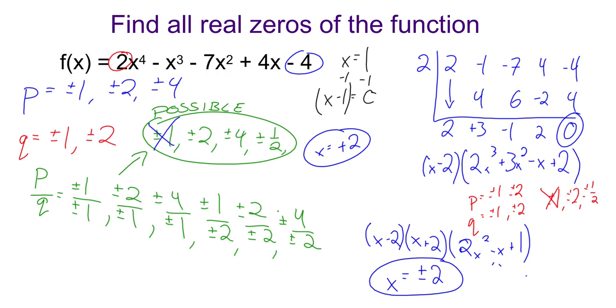No real zeros. So what's the final answer? Plus minus 2. Wait, is that factoring that? From the x minus 2, we get positive 2. From the x plus 2, we get negative 2. This right here is not going to give me a rational real zero. Oh, since you couldn't factor it, it's not part of the answer. Correct.